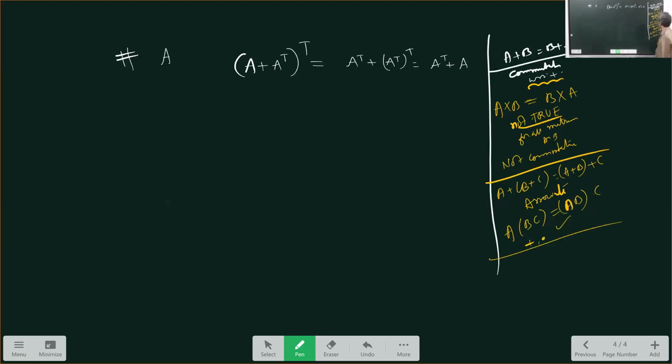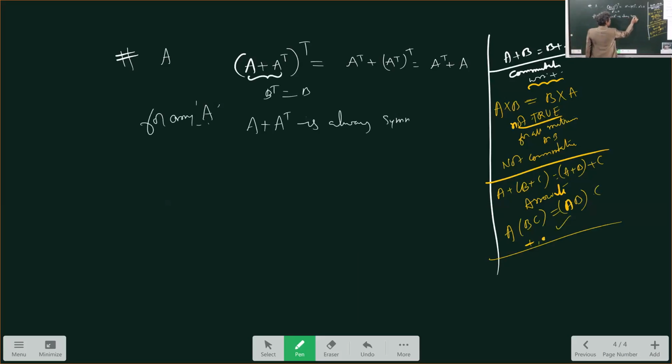Multiplication is denoted by dot. Using that, now this could be written. So what is the meaning now? B transpose is equal to B. Now what is the meaning? For any matrix capital A, A plus A transpose is always symmetric. Do you agree? Irrespective of whether it is a symmetric matrix or not, A plus A transpose is always symmetric. That is one beautiful result.